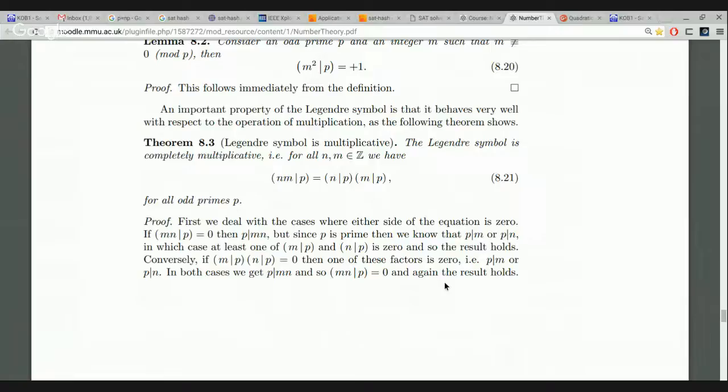So the Legendre symbol is, in this number theory sense, multiplicative. Sorry, I was worrying there that n and m have to be coprime. No, they don't. It is completely multiplicative. Any n and m at all, and it splits up.